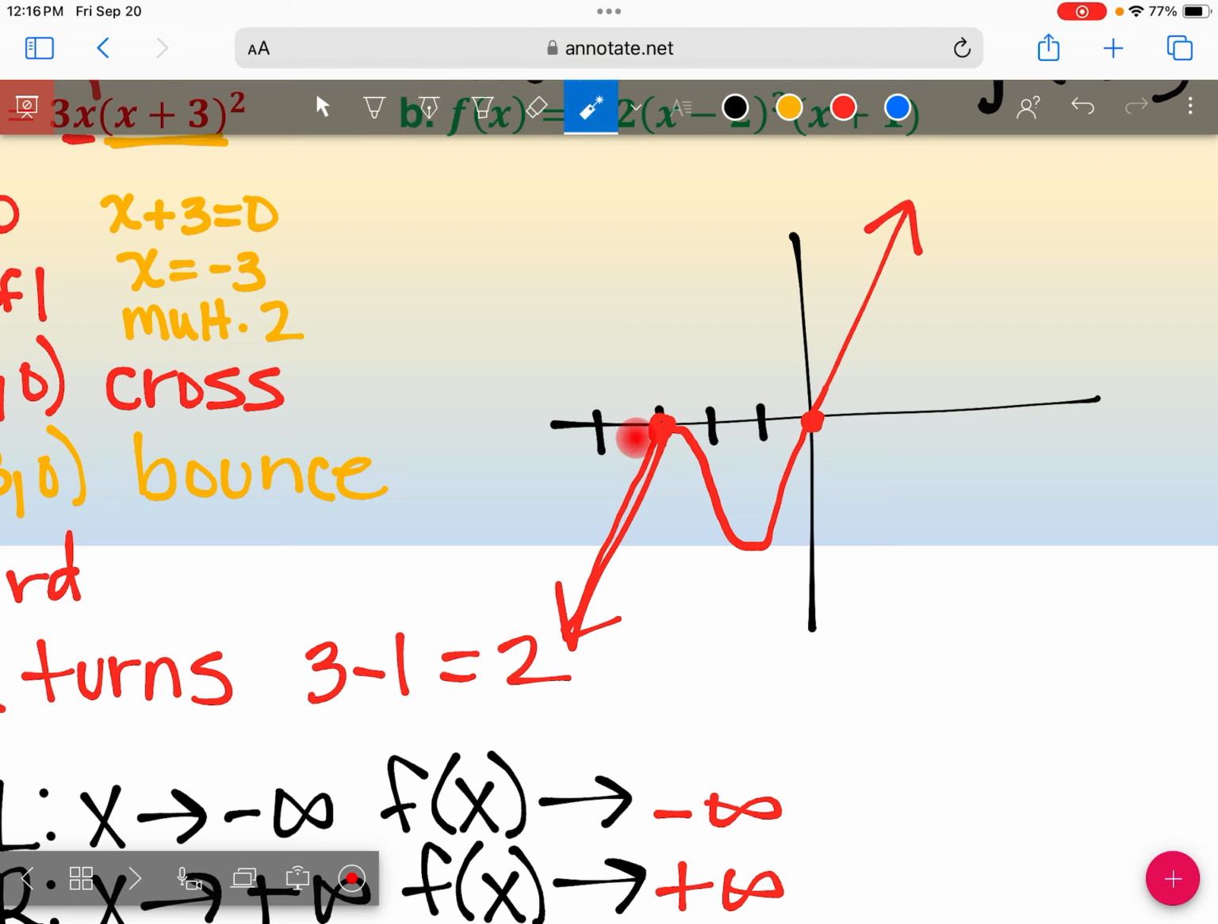At -3, our graph is not going through it. It hits that 0 and bounces back down. But then at 0, it actually goes through. Now, how many times did this graph turn? Twice. A third degree can only, the maximum number of times it could turn is twice. So we have 1 turn and 2 turns. The max number of turns is always 1 less than the degree.